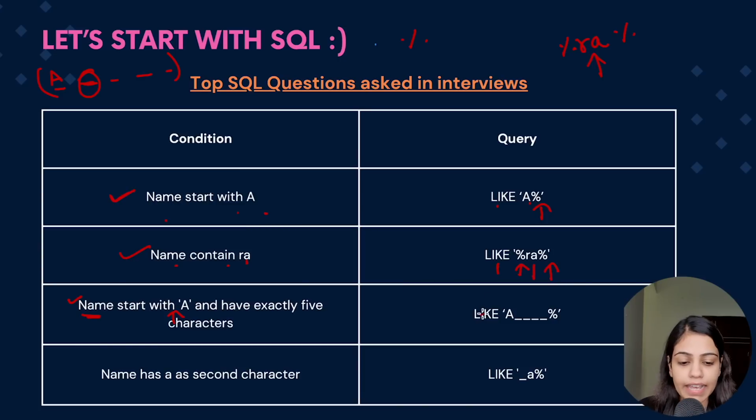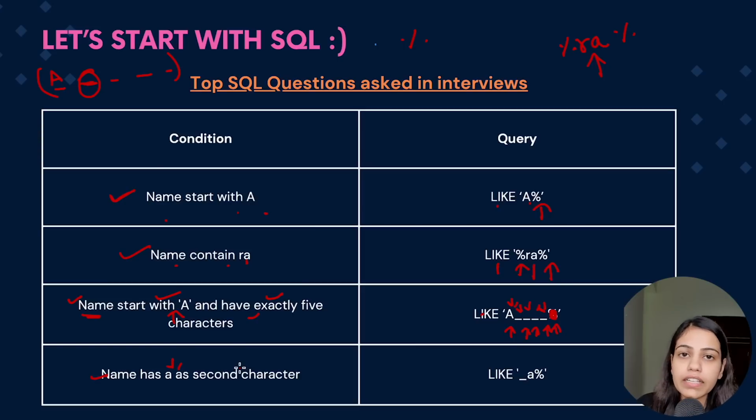So I'll just give LIKE 'A' and then I'll provide 4 underscores, because it says that the name should start with A and the name should only have 5 characters. So in this way I can find the name. I guess there is a small typo here. It should be A followed by 4 underscores, which matches the criteria that the name should start with A and have exactly 5 characters.